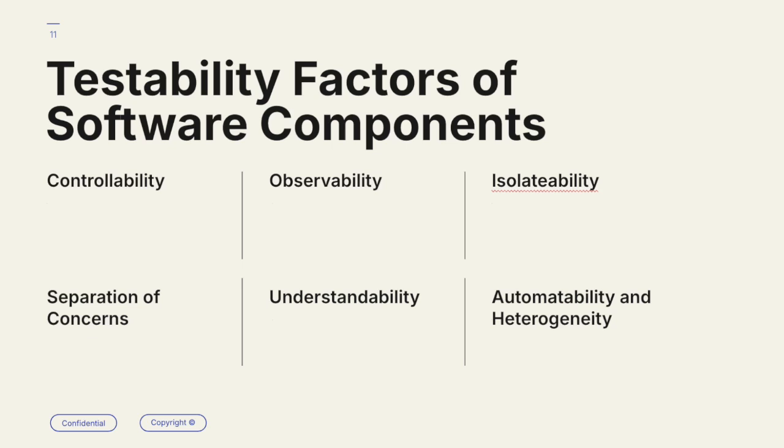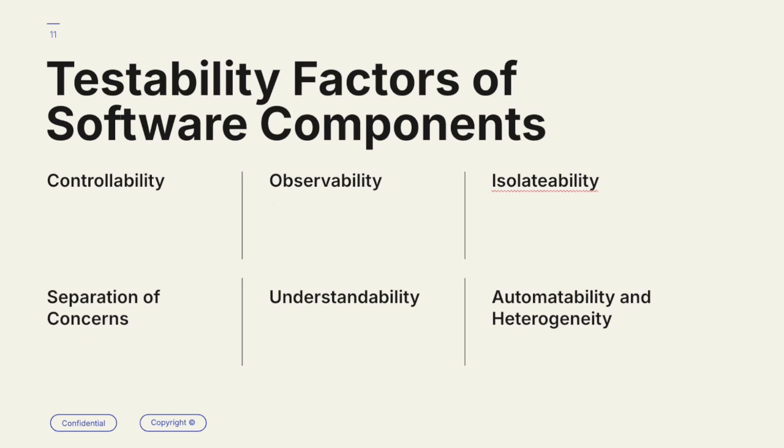Isolatability. Can the component be tested independently? Isolating it reduces noise and makes defect identification easier. Separation of concerns. Does the component have a single, well-defined responsibility? Components that follow the single responsibility principle are easier to test. Understandability. Is the component well documented or self-explanatory? Clear code is easier to test and understand.